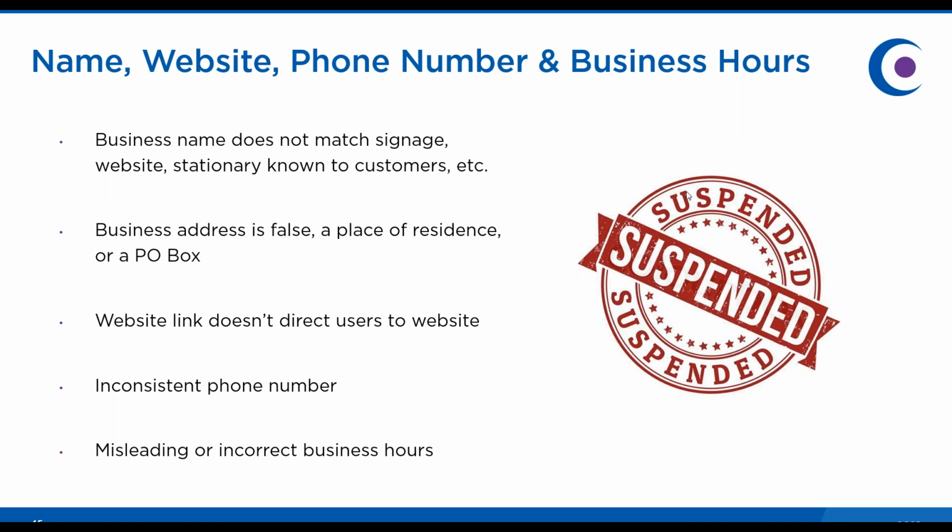All right. On to the next reason why your business may be suspended. Your Google My Business listing may get suspended. This is the name, website, phone number, business hours portion. So one big one is the company name in the Google My Business listing. If it doesn't match the company name on your signage, on your website, and so on, it can be suspended. Google may think that this isn't the same company. So you really want to pay attention to how your business is listed in the company name itself.